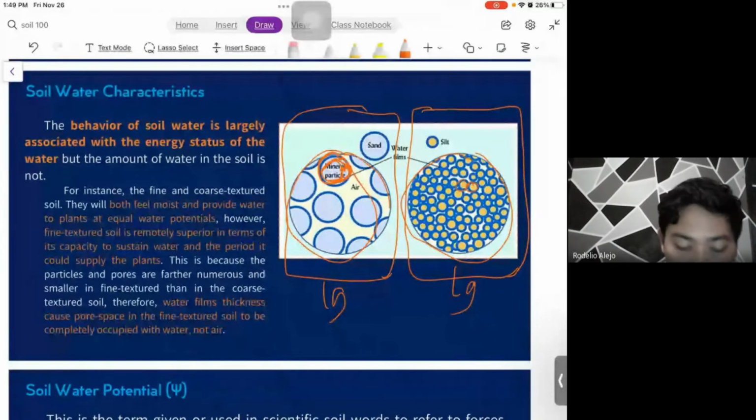So clay. So comparing silt to clay, alam naman natin yung clay is napakaliit. So mas madaming water films ang mahahawakan ng clay natin compared to sand and silt.